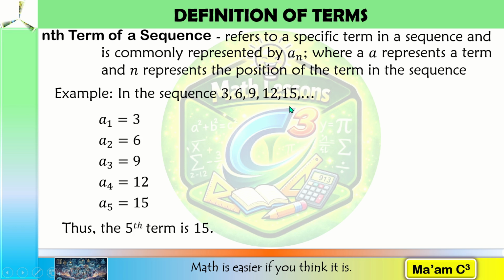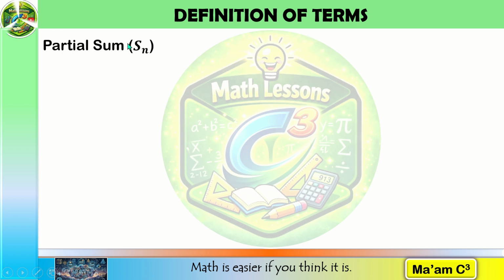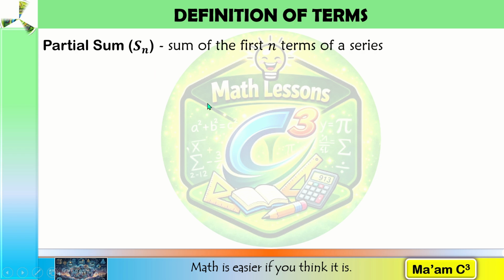Next term is the partial sum, denoted by S sub n. So this is the sum of the first n terms of a series. The general form would be S sub n is equal to a sub 1 plus a sub 2 plus a sub 3 up to a sub n.